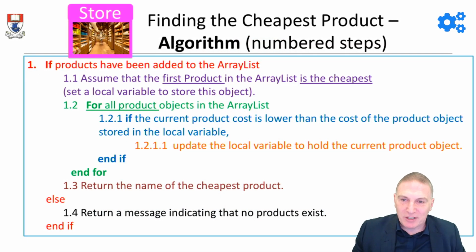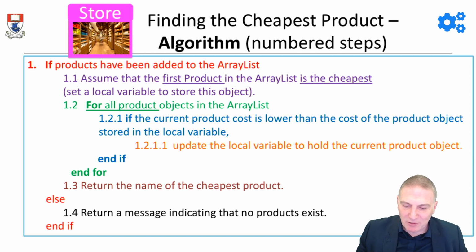Okay, folks, welcome back. Heavy going this morning. We're working through this algorithm, trying to find the cheapest product in our collection, and our collection is an array list of product. So we've moved things on quite a bit. We're now using classes, objects, and collections, and we're trying to build this application for a store. And we've just outlined an algorithm just before the break to cover how to find the cheapest product in a collection.